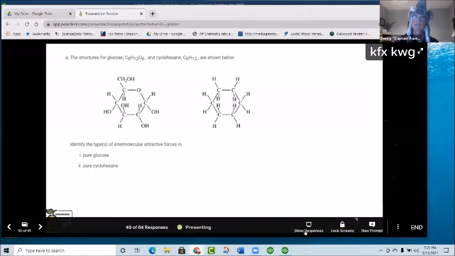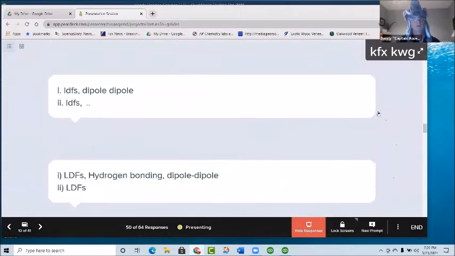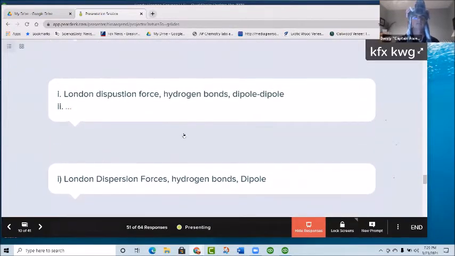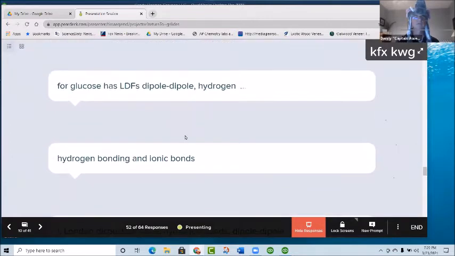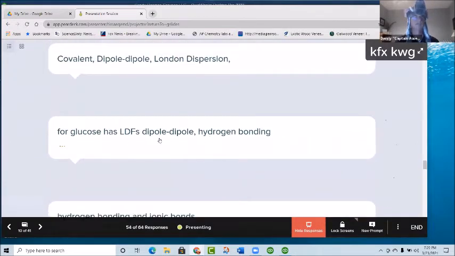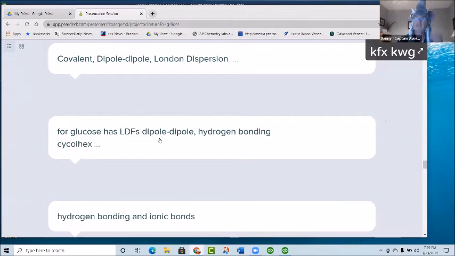So I'm just going to look at a couple of the answers. This time I'm going to scroll down to the very bottom and say, okay, London dispersion, dipole-dipole, and hydrogen bonding. London dispersion, dipole-dipole, hydrogen, and ionic. LDFs, yeah, you don't have to type London dispersion. This is a good point. You could type LDF. They totally know what that is. And you could also say H bonding, right?